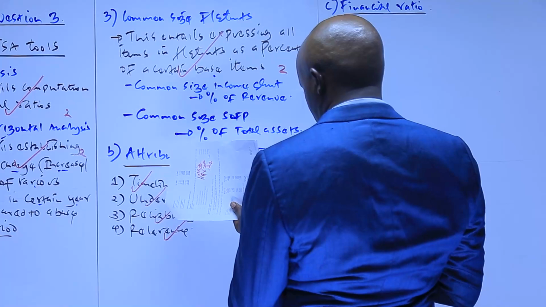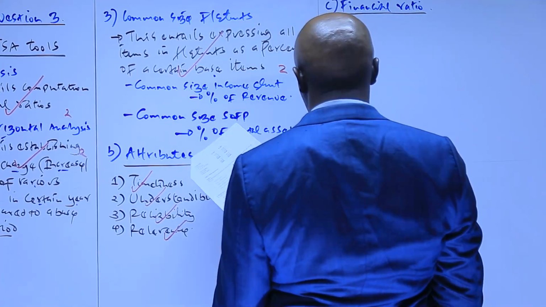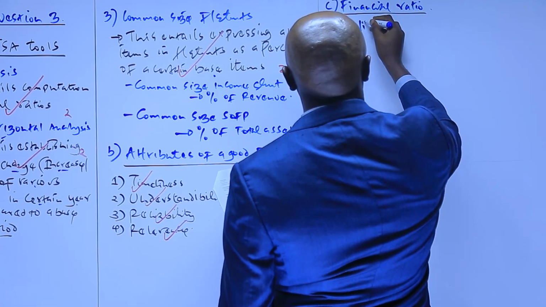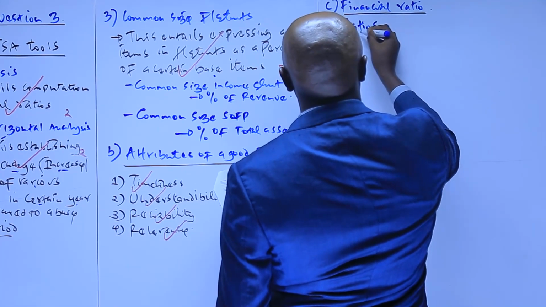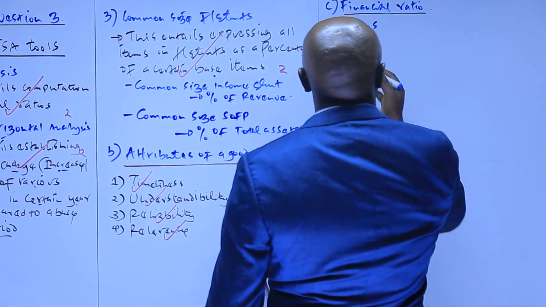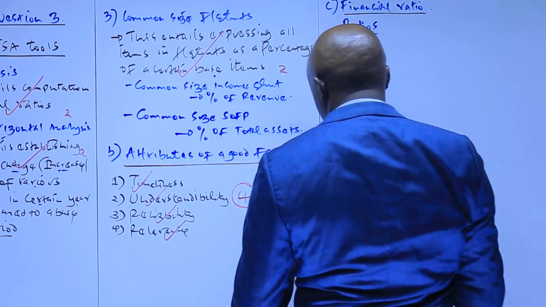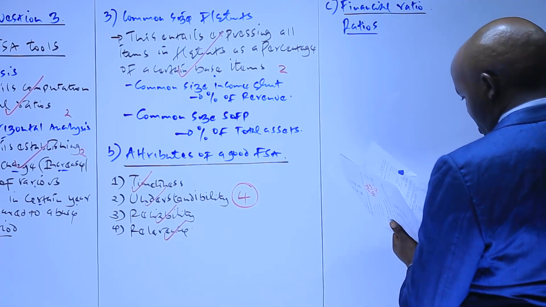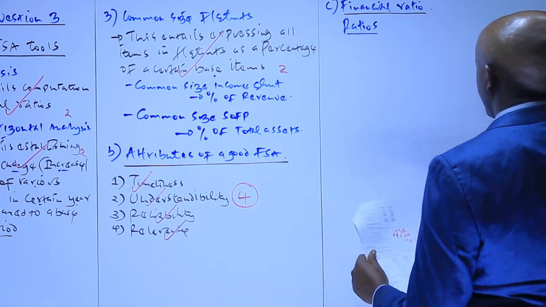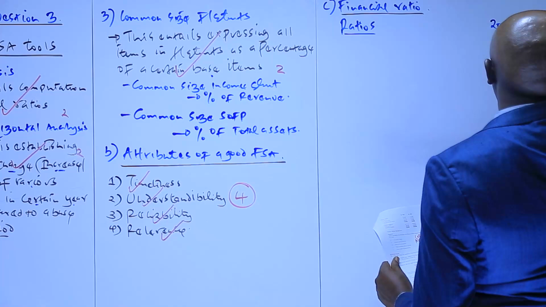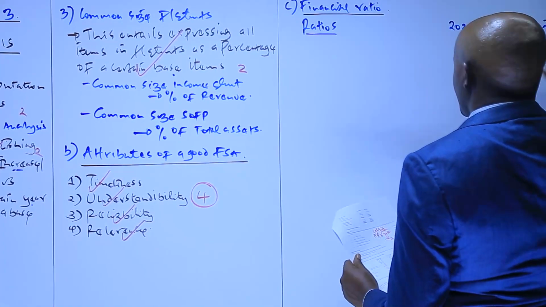For 2 years. So we need to have like 3 columns here. The first column will be for the ratios we are expected to compute. Then we have our 2 financial years, 2020 and 2021. So always make sure the first year comes first for you to be able to see the trend.